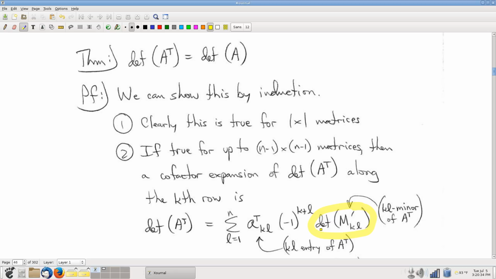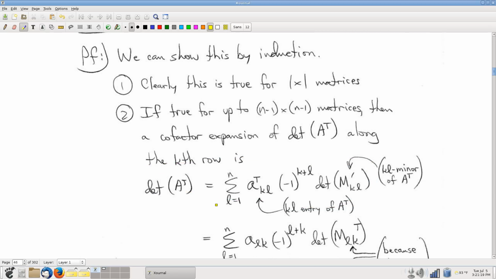Now, I can't just call this M, right? M is a notation that we've used in the past to represent the minor, or one of the minors of the matrix A. Very importantly, this is not a minor of the matrix A. This is a minor of the matrix A transpose. So I can't just say M, and that's why I'm calling this M prime. Right, the prime is just an indication that this is a different minor. This is a minor of that transposed matrix. Okay, so in fact, all we have here is just the definition of this determinant.